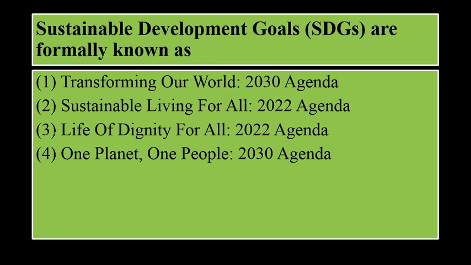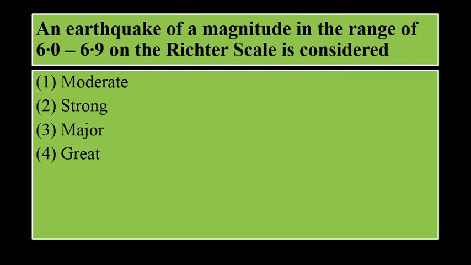Sustainable Development Goals, which is SDGs, are formally known as Transforming Our World 2030 Agenda, Sustainable Living for All 2022 Agenda, Life of Dignity for All 2022 Agenda, One Planet One People 2030 Agenda. So Transforming Our World 2030 Agenda is also an alternative term used for the Sustainable Development Goals. An earthquake of a magnitude in the range of 6 to 6.9 on the Richter scale is considered a strong earthquake. Okay, so moderate, we have major, we have great.